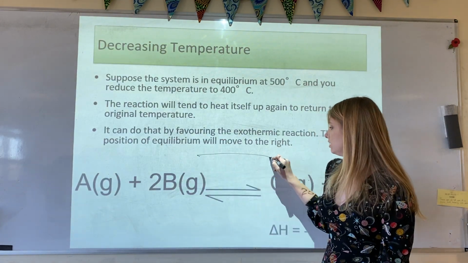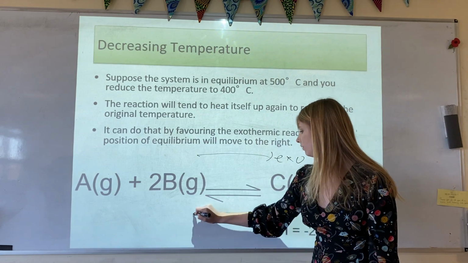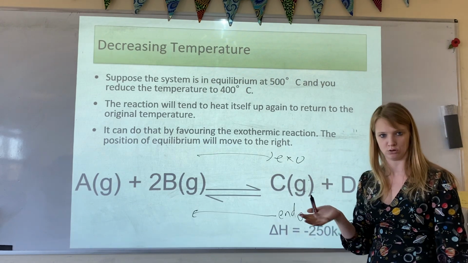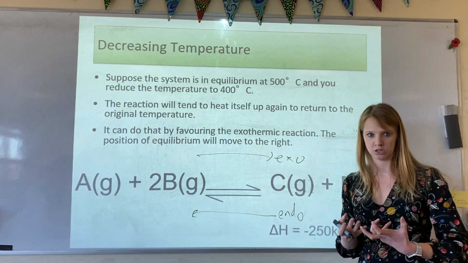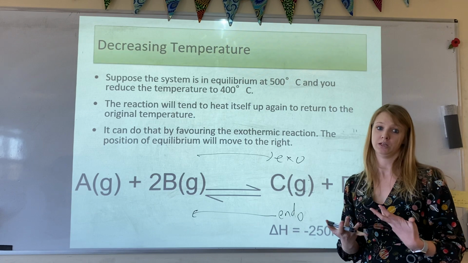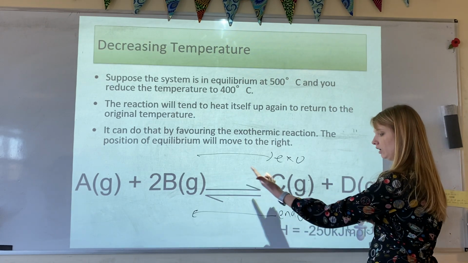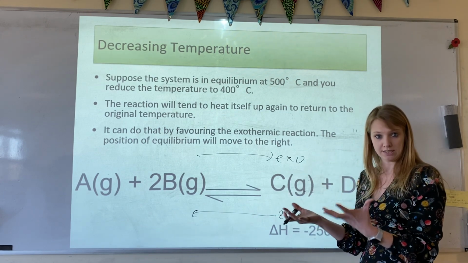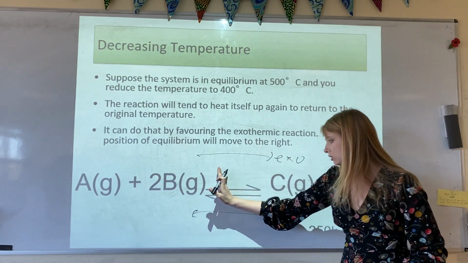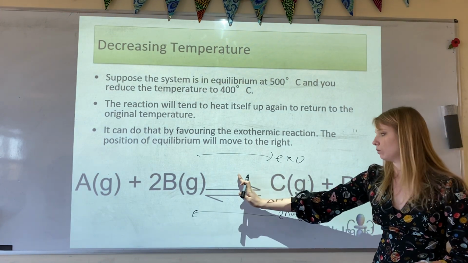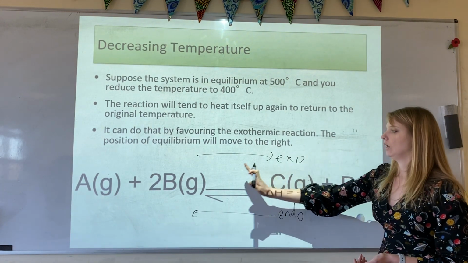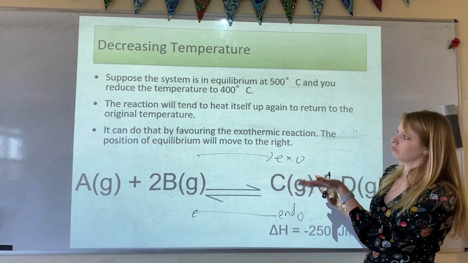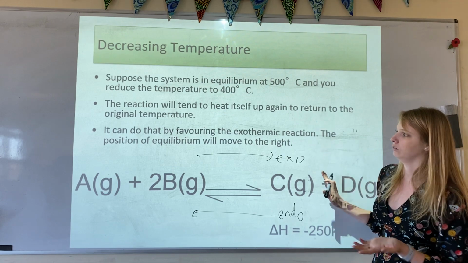If I decrease the temperature, so if I made it colder, how would this reaction counteract that? It would try and make it hotter. And the best way it's going to be able to make it hotter is by favouring the exothermic reaction, because the exothermic reaction produces heat, releases heat. So my equilibrium is going to shift to the right, where we have got more heat being released, and therefore it's going to bring the temperature back up to 500 degrees, if that was what our equilibrium was.